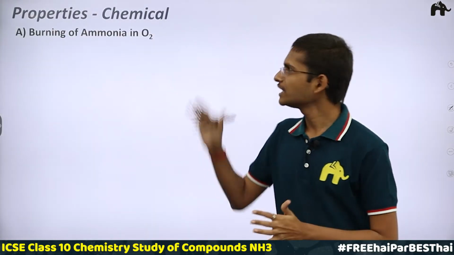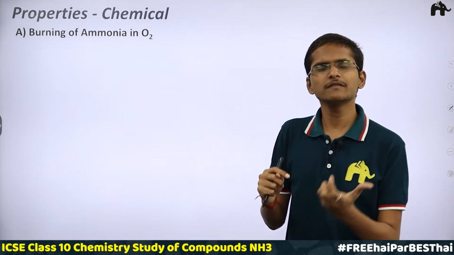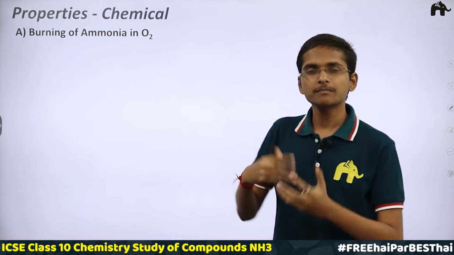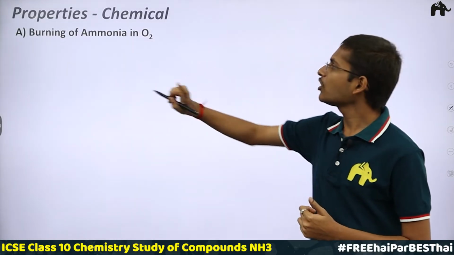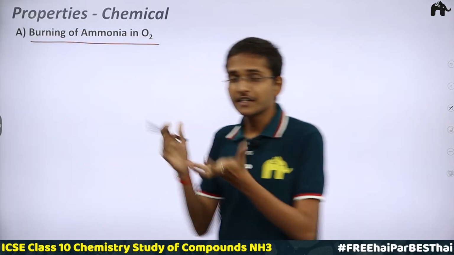So now moving ahead to the chemical properties of ammonia. In chemical properties, we are going to study the chemical reactions which are performed by ammonia. So first of all, we are going to start with burning of ammonia in oxygen. Now, a very interesting reaction.